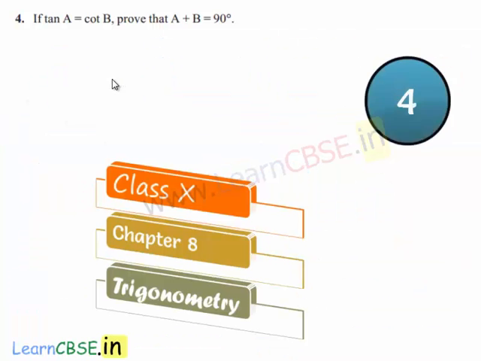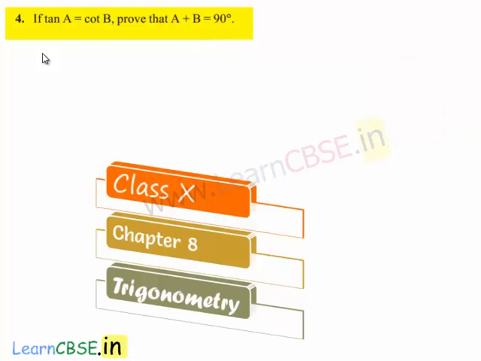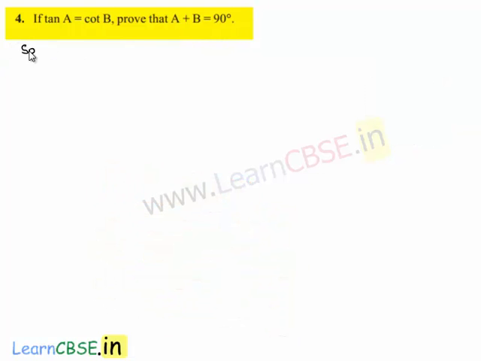Now moving on to the fourth question. If tan A is equal to cot B, prove that A plus B is equal to 90 degrees. So let us move on to the solution. He has given an equation with tan A is equal to cot B, as on left hand side and right hand side we don't have the common trigonometric ratio. Let us convert the left hand side and right hand side into a common trigonometric ratio so that the simplification can be made easier.